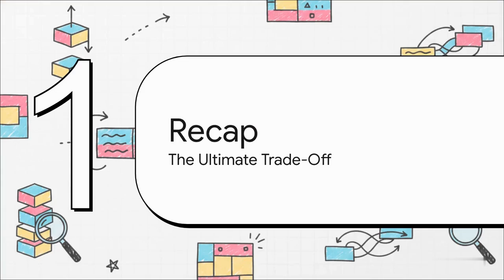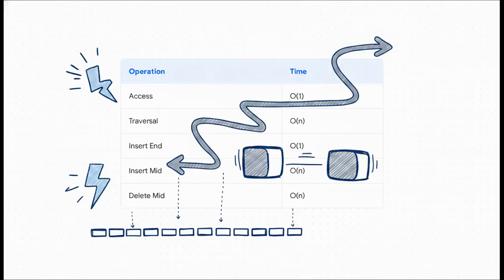Section recap, the ultimate trade-off. All right, here is your ultimate cheat sheet summarizing all these operations at a glance. Accessing an element by its index, blazing fast, O of 1. Inserting at the very end, also fast, O of 1. But if you need to traverse the whole list, or if you need to insert or delete elements right in the middle, you get hit with O of n linear time because of all that heavy, awkward shifting. Basically, arrays are incredibly fast to read, but they can be painfully slow to change in the middle.